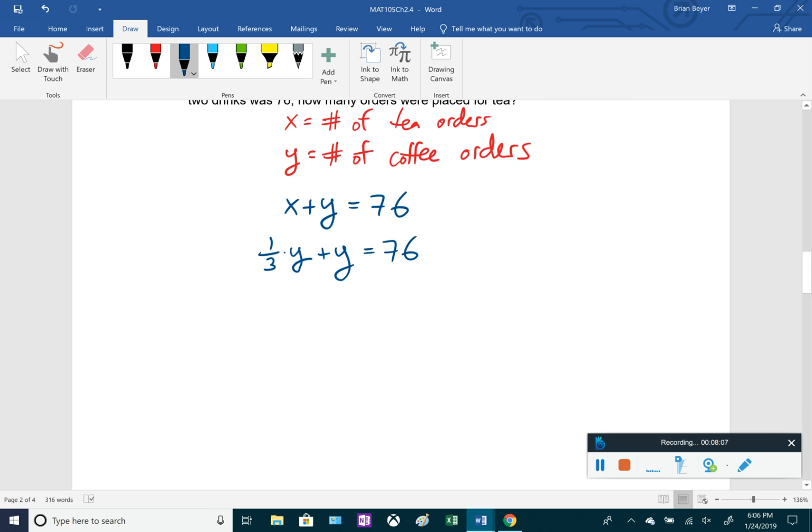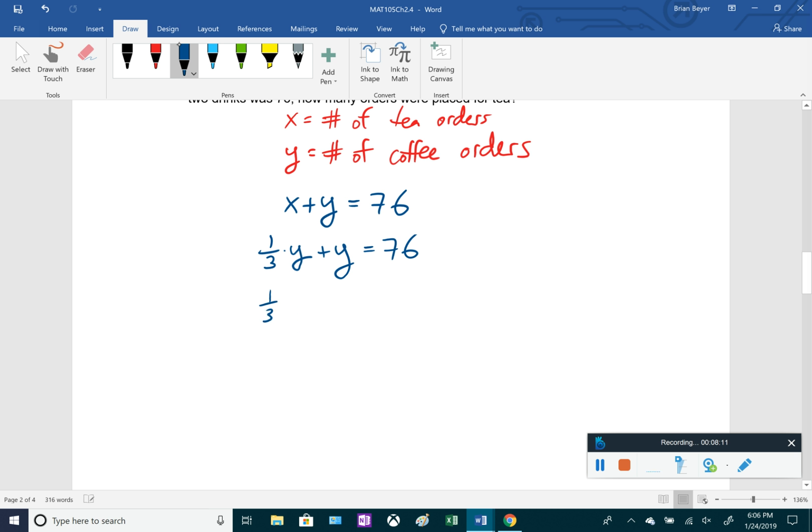So I'm just going to get common denominators here. The common denominator would be 3 to combine like terms, which would make this second y become 3/3 y because that's just equal to 1, but we needed a common denominator. So we add them together. 1/3 plus 3/3 equals 4/3. So that's 4/3 y equals 76.